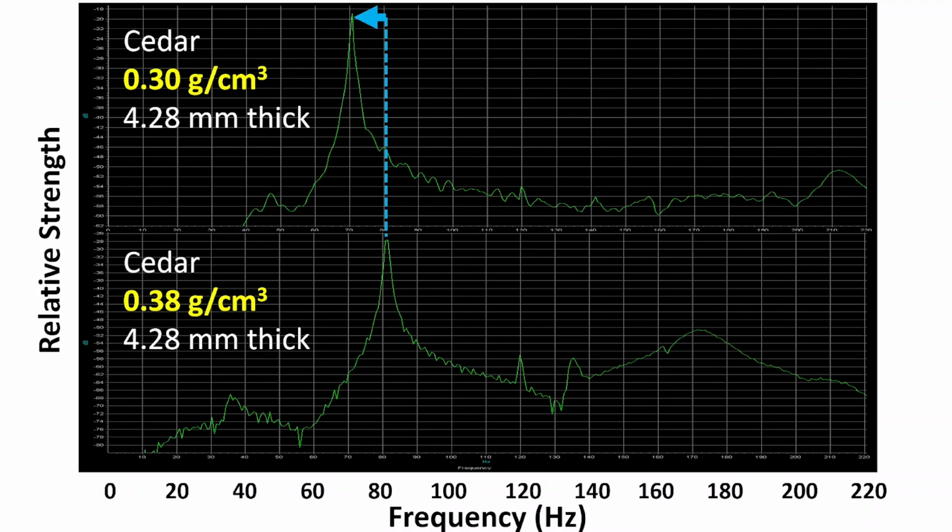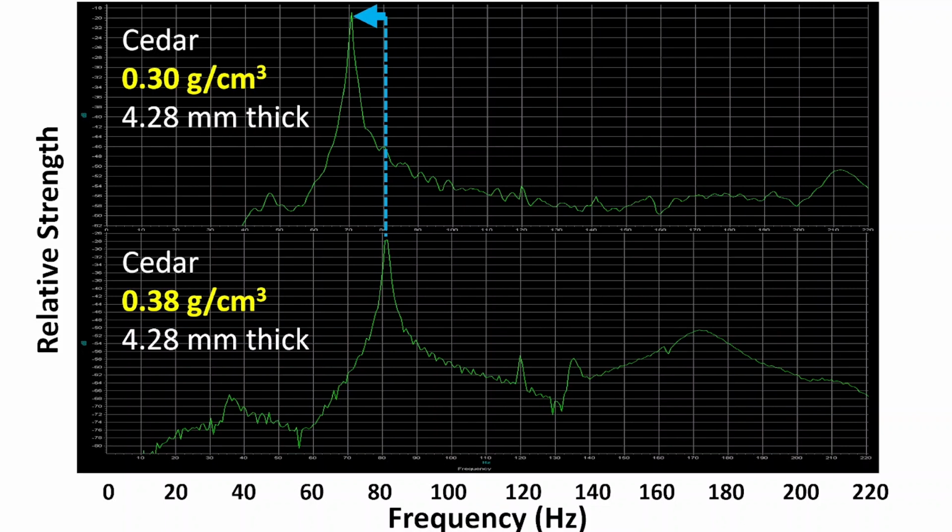Let me play the sound samples for you again. First, the bottom sample at 0.38 grams per cubic centimeter. And compare that to the lighter sample at 0.30. Right?